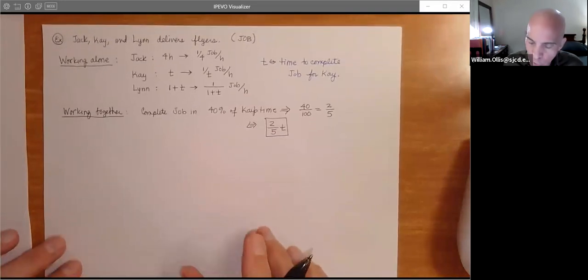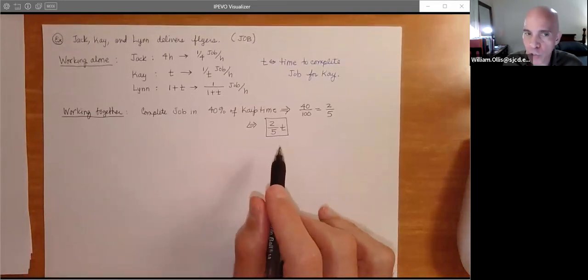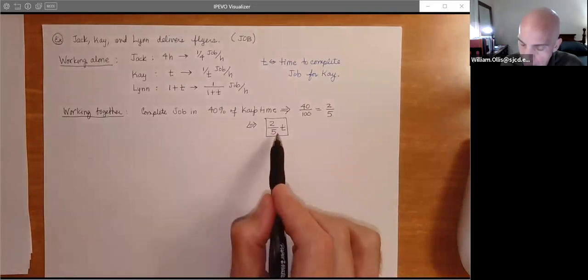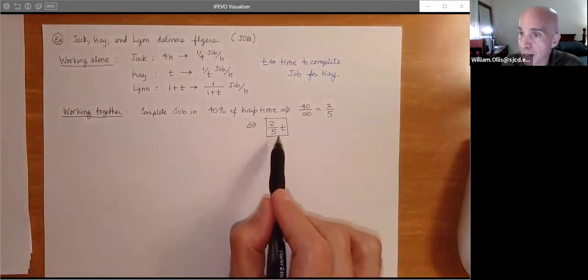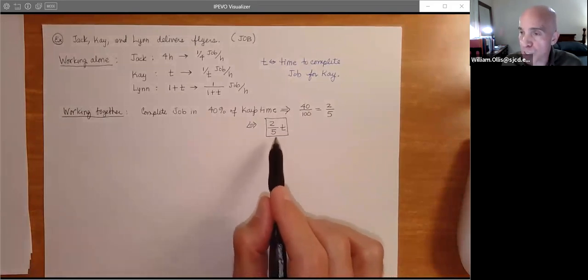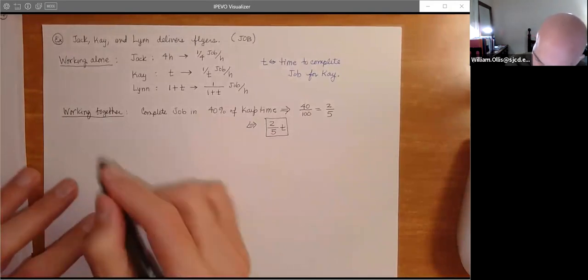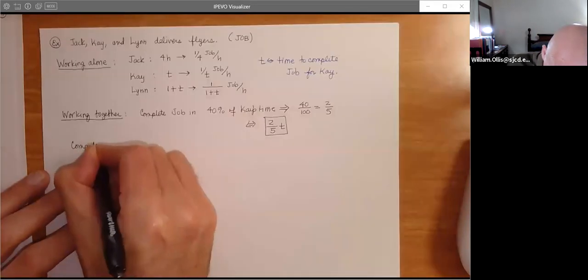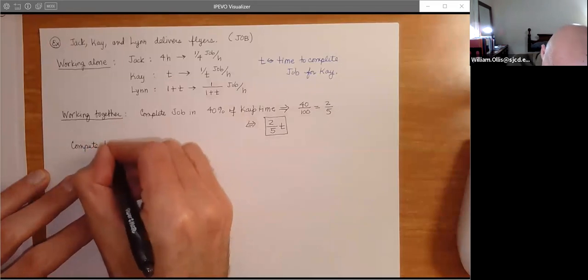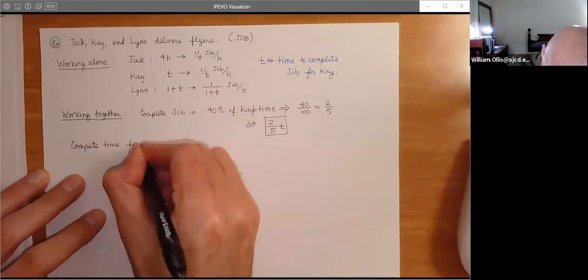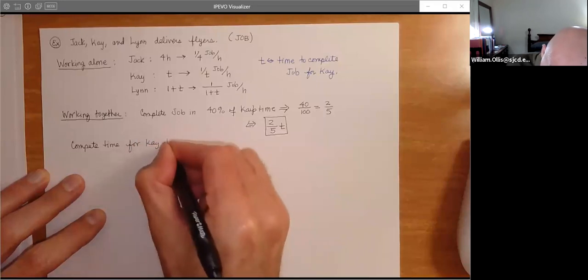So when it comes to thinking about how we set up the equation, when they all work together, that's the amount of time that it takes. Each person works this amount of time. Again, that's the hypothesis of the fraction of work. You know, we have to make these assumptions or we can't do the problem. And then it says, of course, we want to find T. So compute time for K to complete the job.